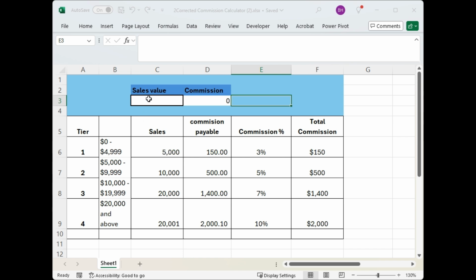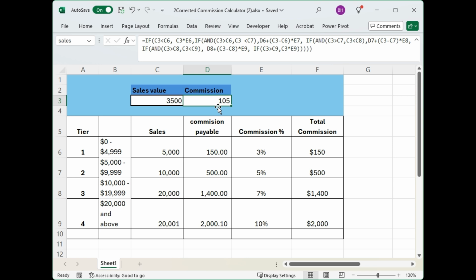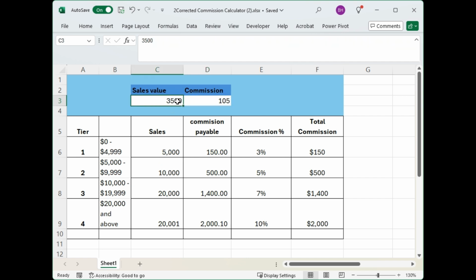And so let's go 3,500. Press tab, and there we get a commission of 105. Now let's try something that is above this but below that. So let's go 7,500, and you get a commission of 275. So it's basically the 150 plus the 2,500 that's above 150 times the 5%, and that's how you get 275.